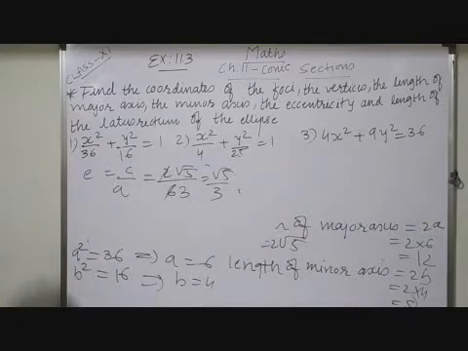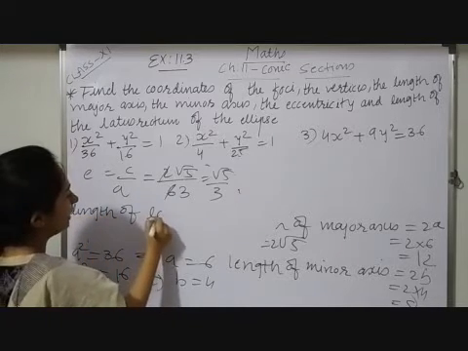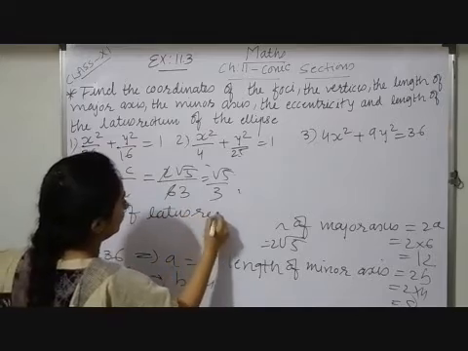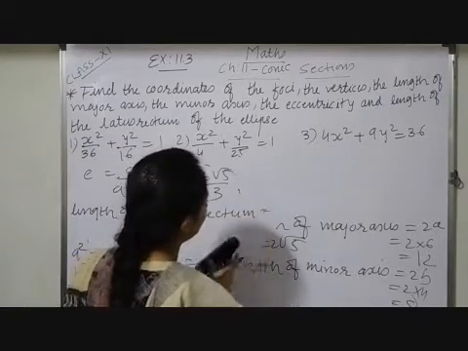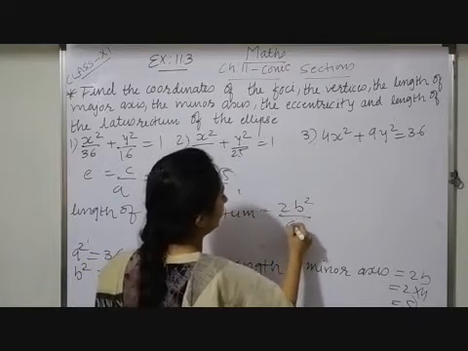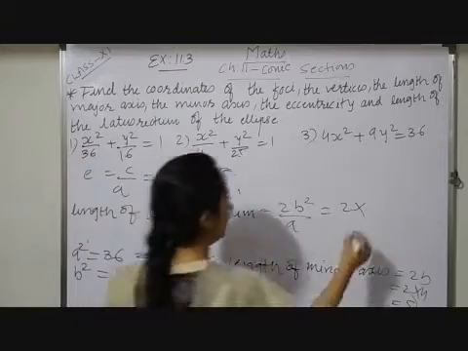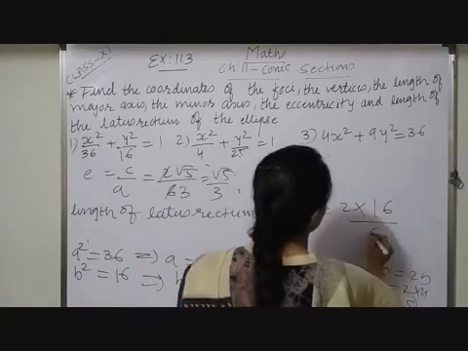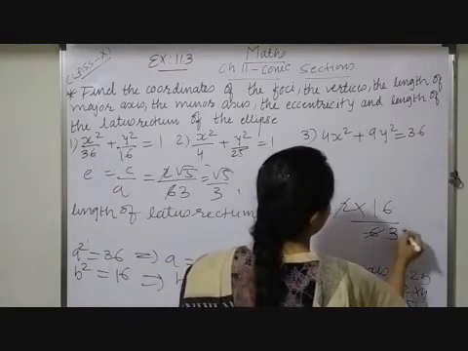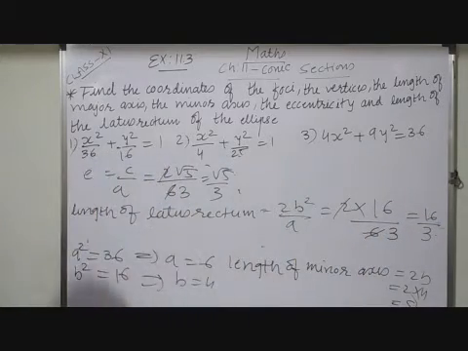After that we have to find out the length of the latus rectum. Length of latus rectum is equal to 2b square upon a. So 2 times b square, that is 16, and a value 6. So 2 threes are 6, that is 16 upon 3. So like that you may obtain. Now here we'll solve the next question.